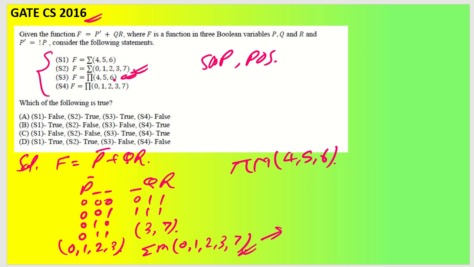So which one is the answer? Statement 2 is true, right? 2 and 3 are true, so that one you can take, so option A is correct. Okay, so S1 and S4 are false, and S2 and S3 are true.